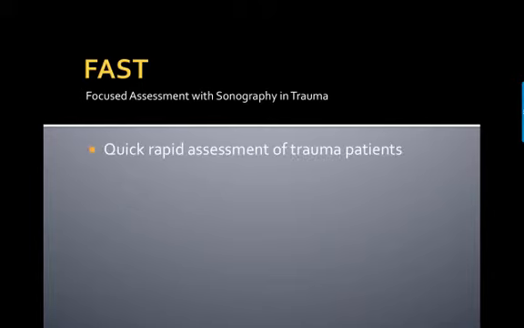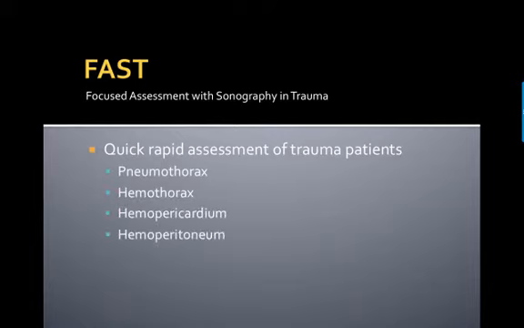So the FAST exam is a quick, rapid assessment at the bedside of the trauma patient, which allows you to make immediate life-saving decisions. You can look for a pneumothorax, a hemothorax, hemopericardium, and hemoperitoneum. Now, like with any test, there are limitations. The FAST exam is not good at detecting retroperitoneal injuries or bowel injury.